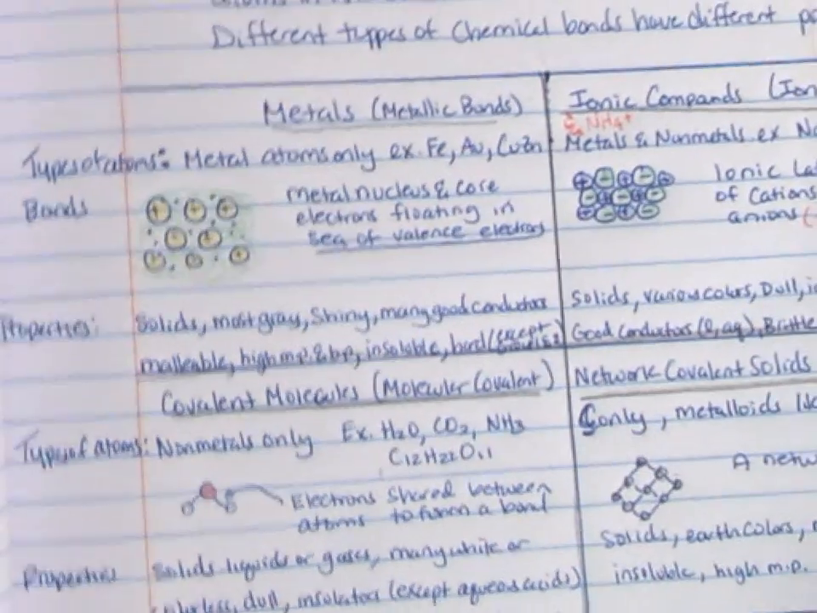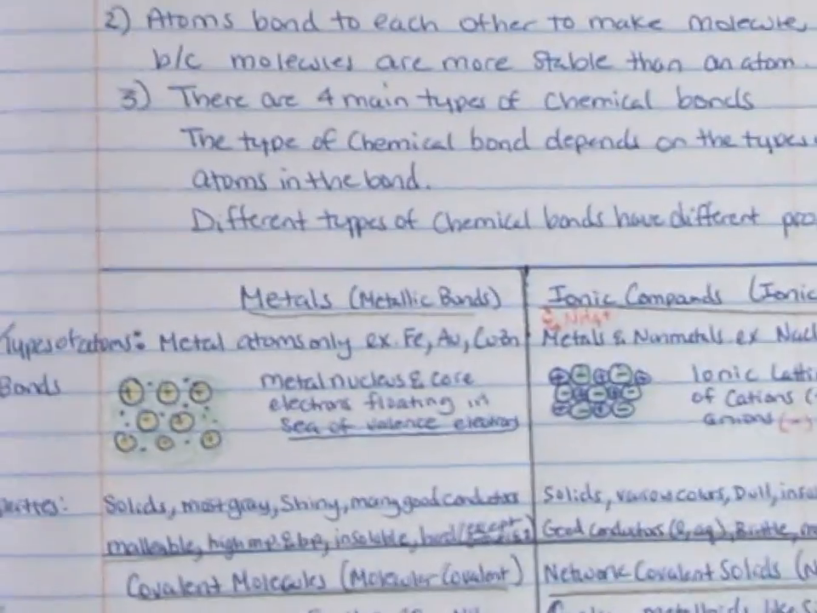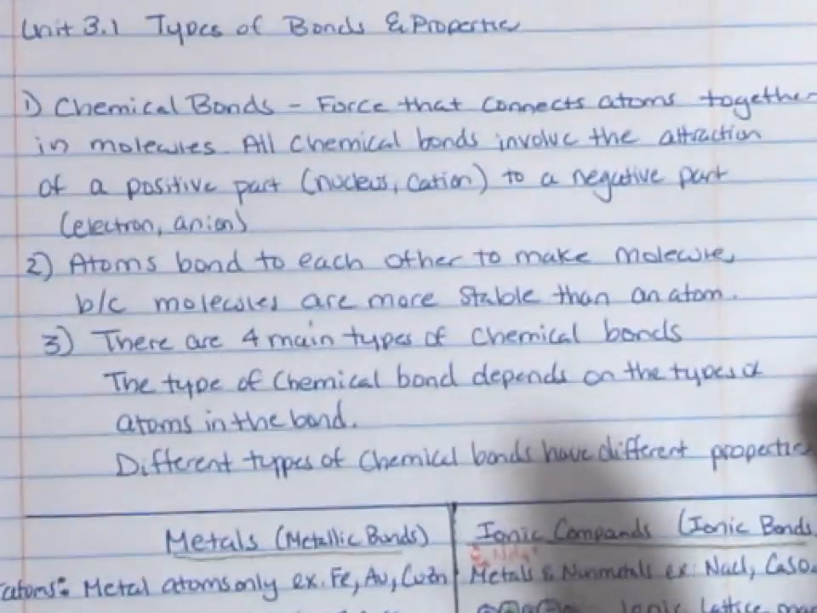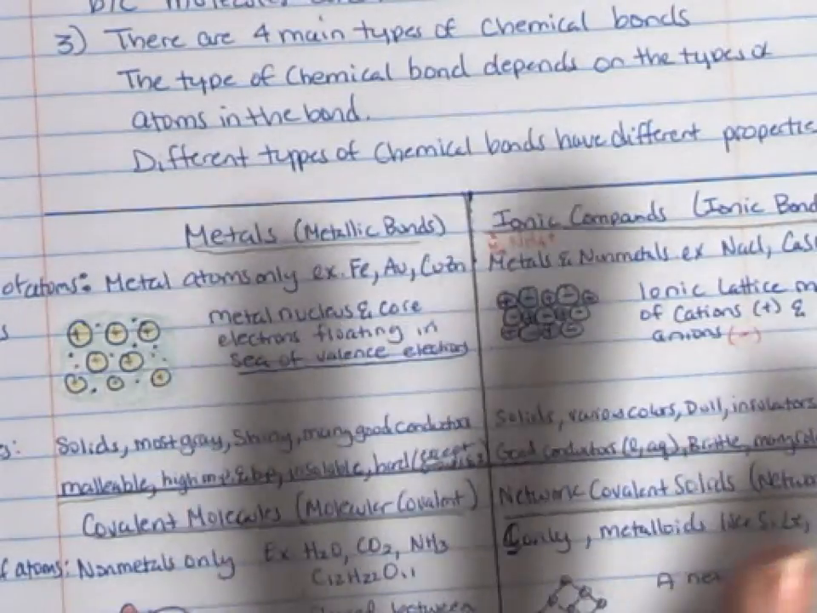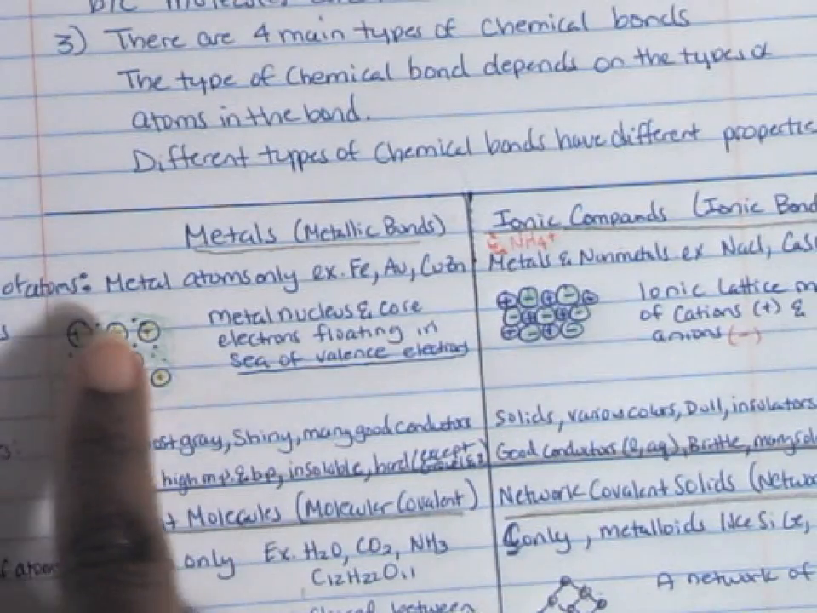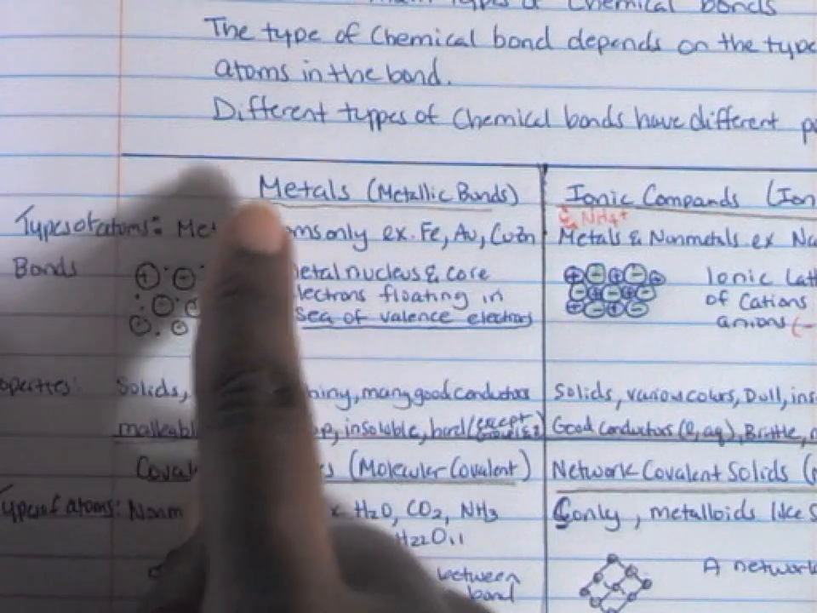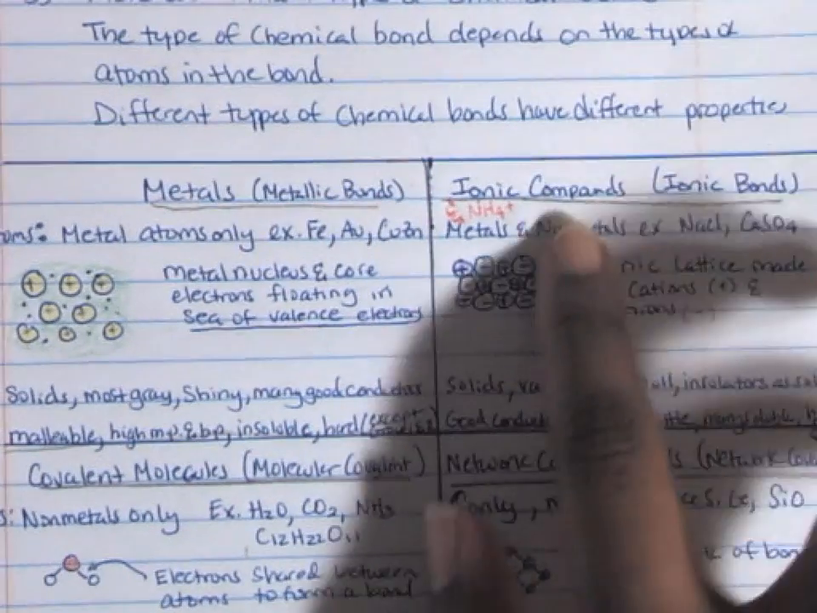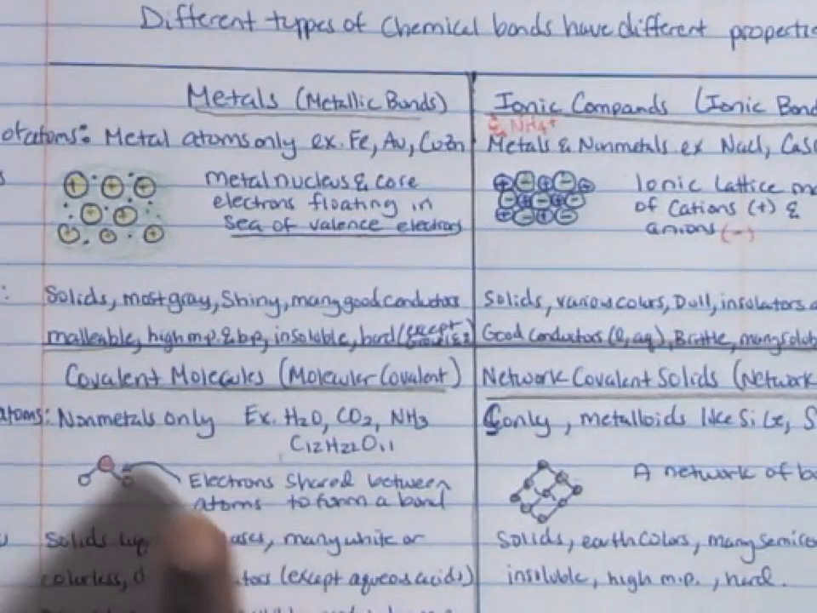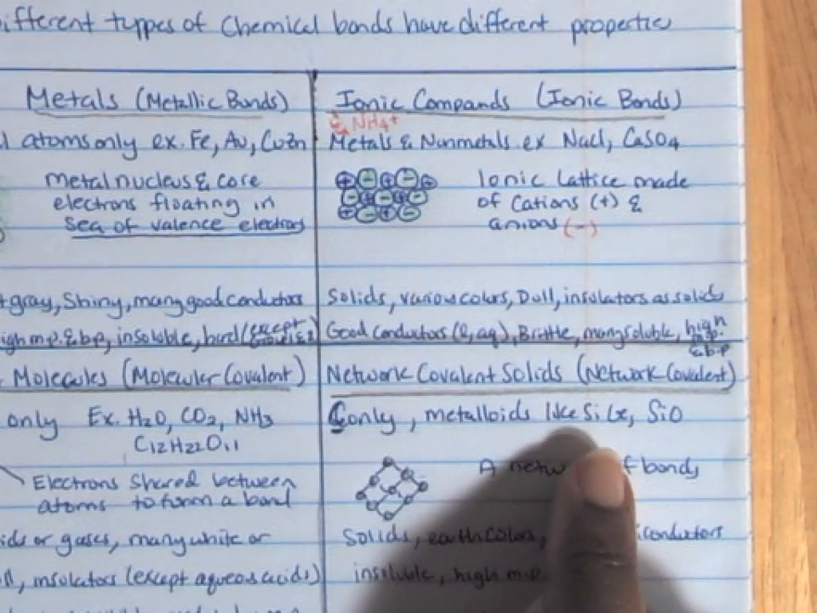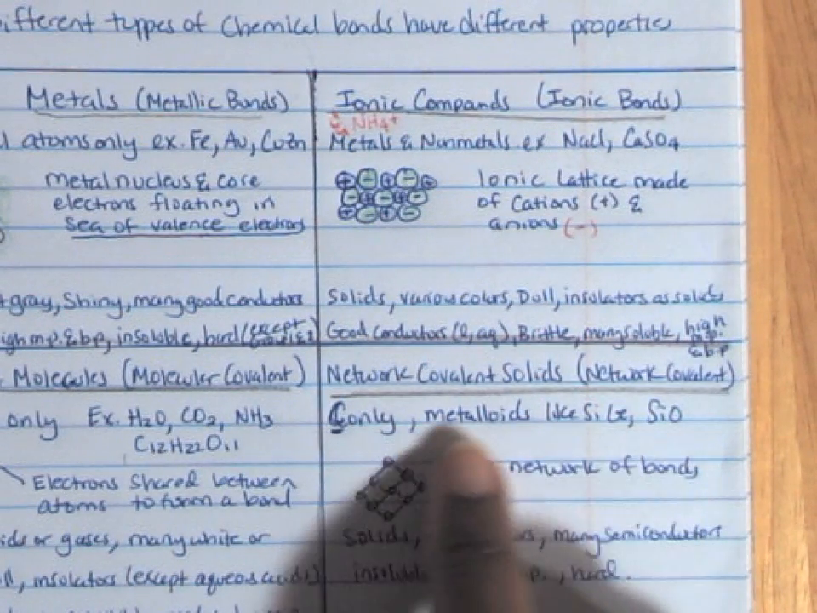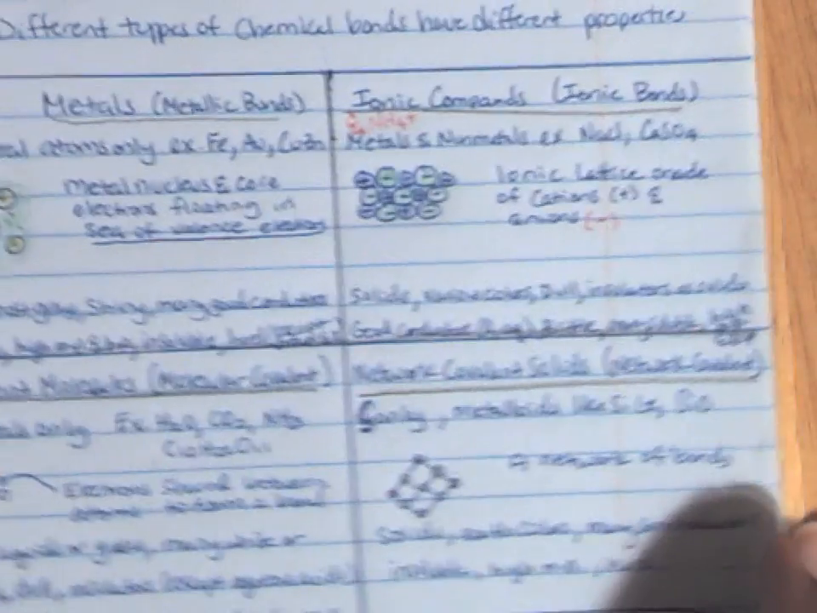All right, so let's just summarize. The main thing here is that there are four main types of chemical bonds. The types will be determined by the types of atoms. So if you have metal atoms only, it's a metal. If you have metals and nonmetals, it's ionic. If you have nonmetals only, it's covalent. And if you have these specific nonmetals, carbon only, silicon and oxygen, or metalloids, it's network covalent.